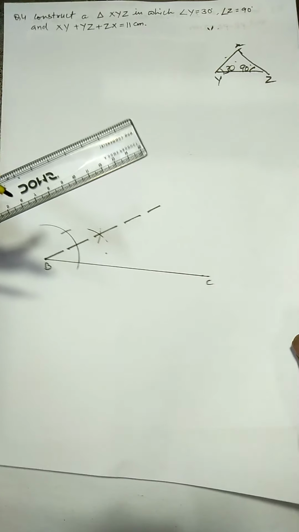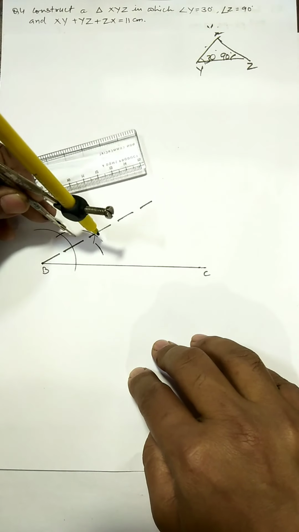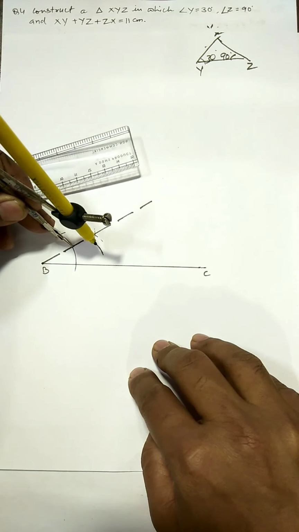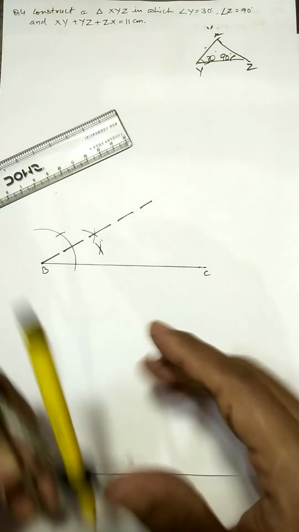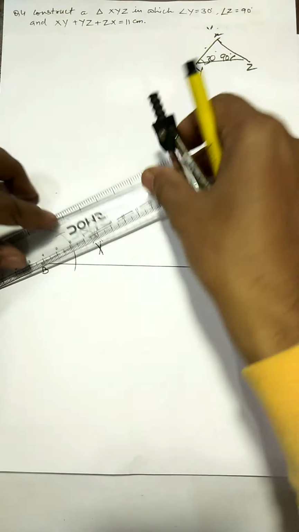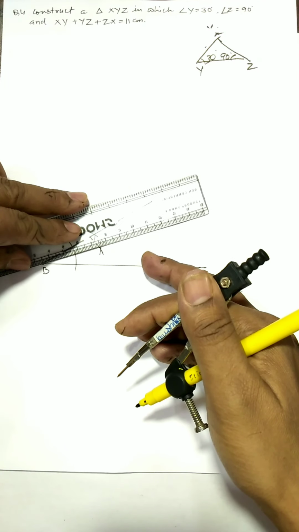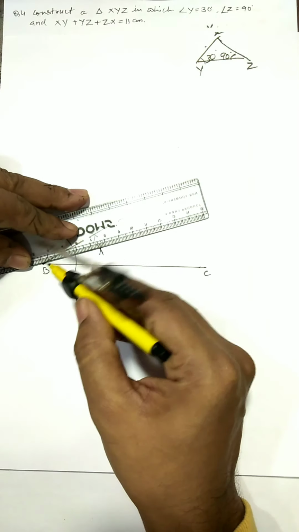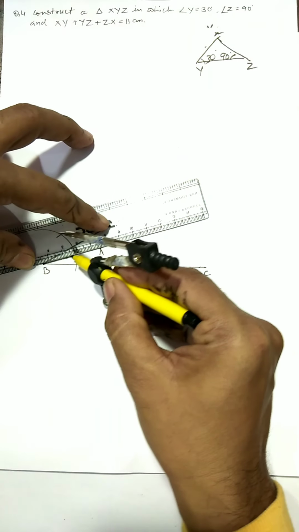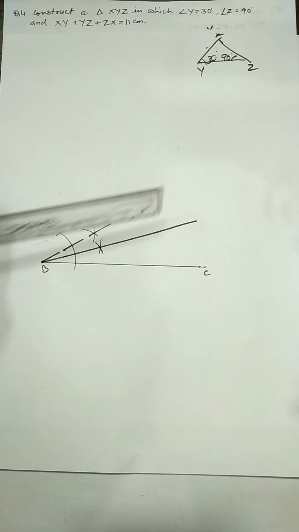So from this point draw this. Okay, so this is the 15 degree. Now we will draw a line starting from B, and it will be making a 15 degree angle with BC. So this is, okay, this is 15 degree.